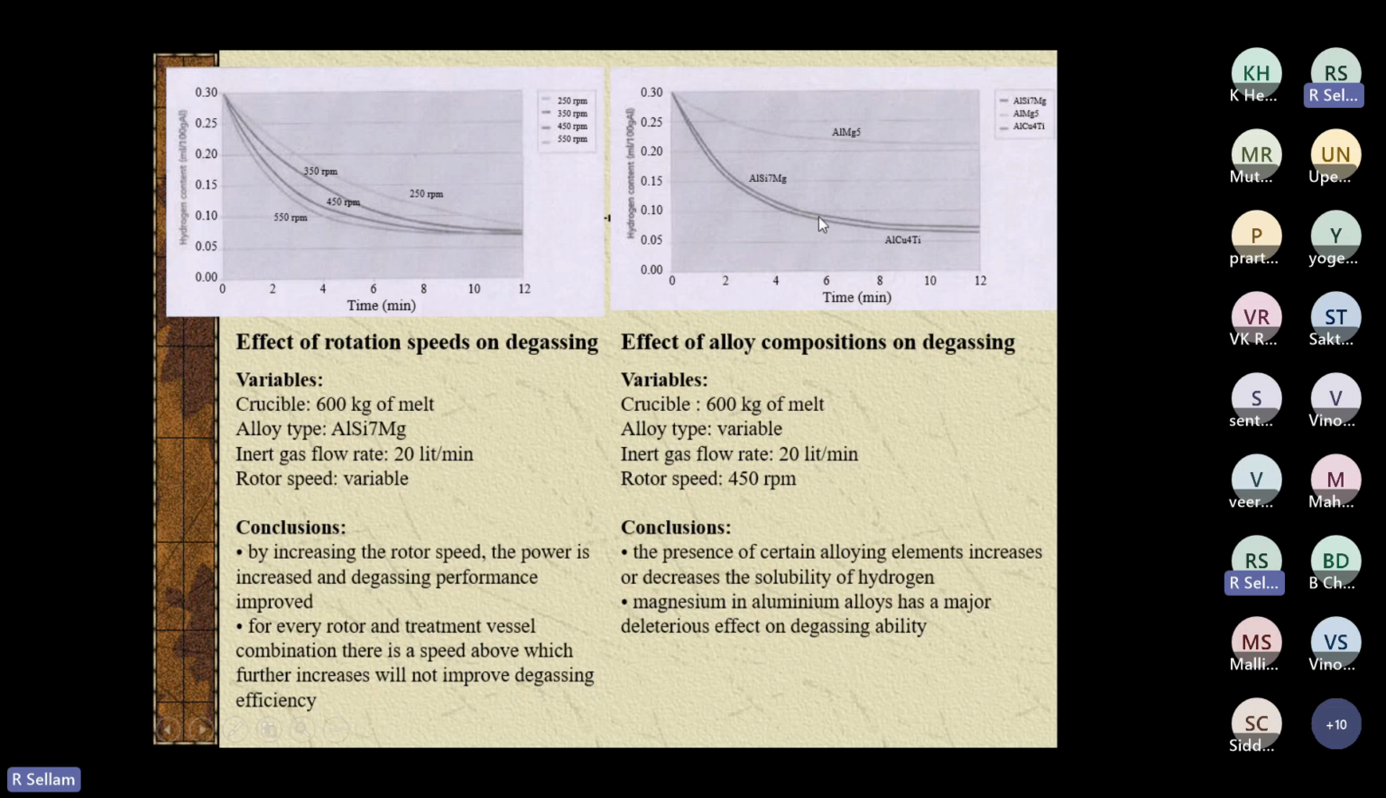Then the alloy composition also matters. The presence of certain alloying elements decreases the solubility of hydrogen. Magnesium in aluminum alloys has a major deleterious effect on degassing ability. There is a tremendous loss of magnesium, around 30% or more, by this gas purging.